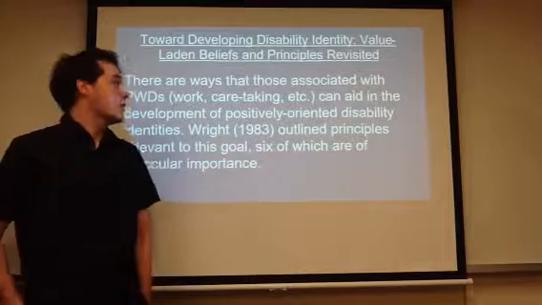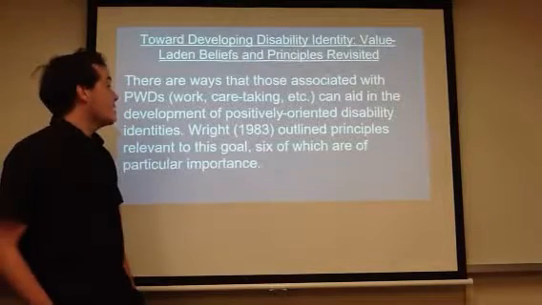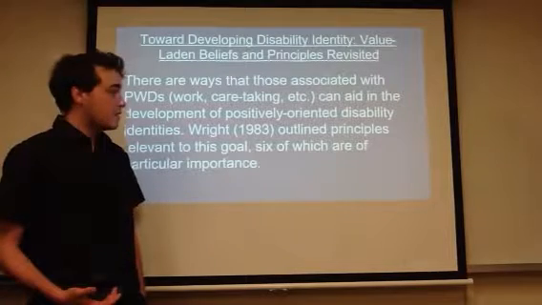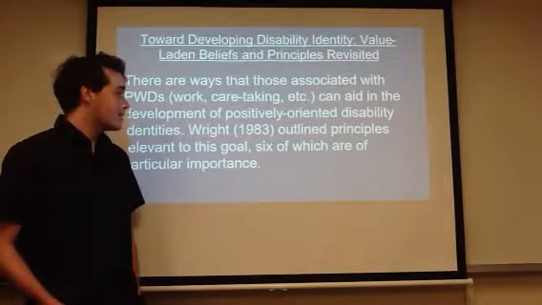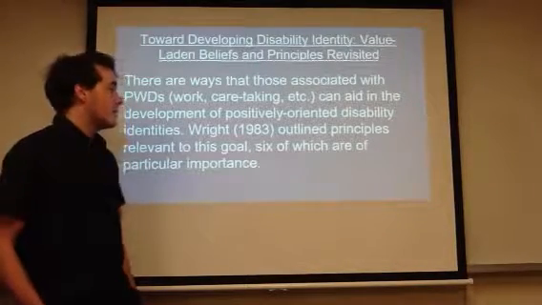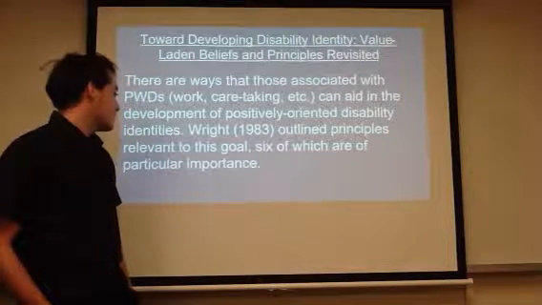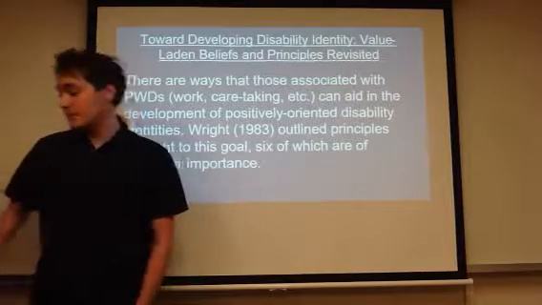Also found in this chapter is mentioned that there are ways that those associated with people with disabilities can aid in the development of positively oriented disability identities. As outlined in Wright 1983, there were principles relevant to this goal, 6 of which are of particular importance.